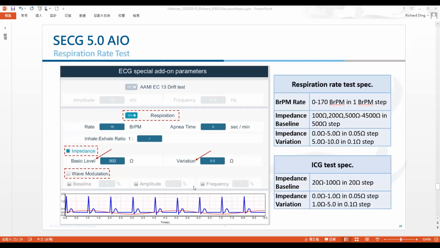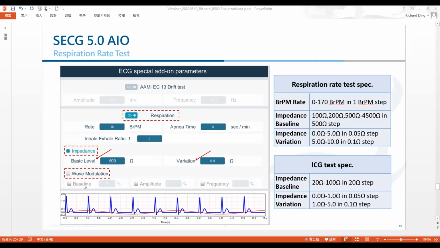And the respiration rate, you can see here. This is the respiration rate, this is the impedance, and this is the modulation test. For respiration rate, we can set up the rate here in BRPM, and the apnea time, so we can simulate some pulse breathing, and the inhale and exhale ratio. Then for the impedance, there are the baseline impedance and the variation impedance. The maximum variation is plus or minus 5 ohm.